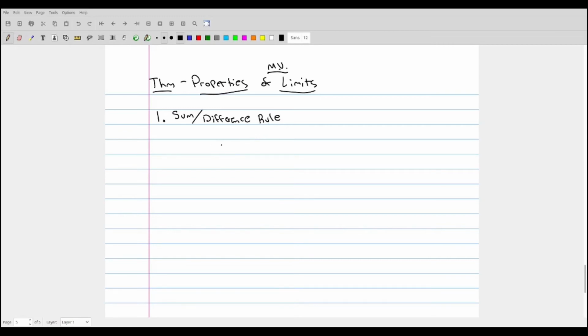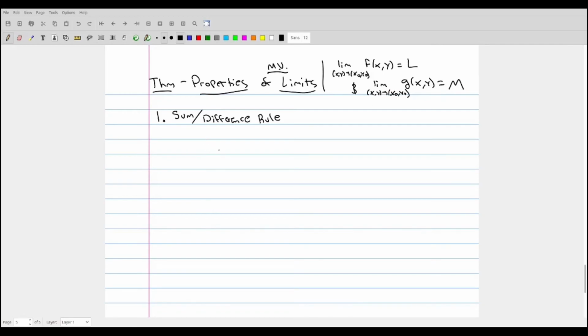And this just states that if 2 limits exist, so we're going to assume for all of these properties that, say, the limit as (x,y) goes to the point (x0, y0) of f(x,y) is equal to L, say, and we're going to assume that the limit as (x,y) goes to (x0, y0) of some function g(x,y) is equal to some other value, we'll say m.